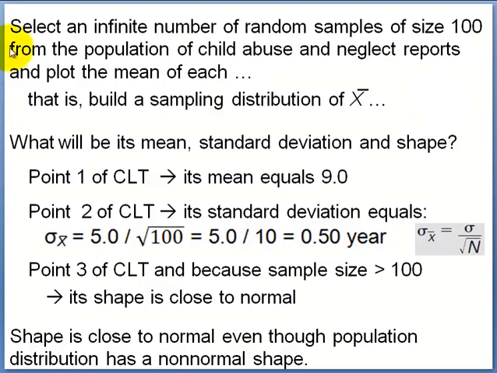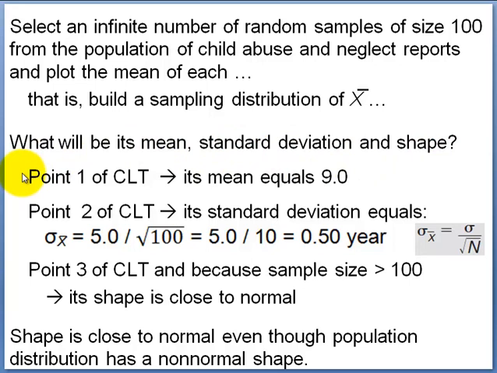So what we are going to do is select an infinite number of random samples of size 100 from the population of child abuse and neglect reports, and we're going to plot the mean of each of these samples. In other words, we are going to build a sampling distribution. And we want to be able to describe this sampling distribution. In particular, we want to be able to describe its mean, its standard deviation, and its shape.